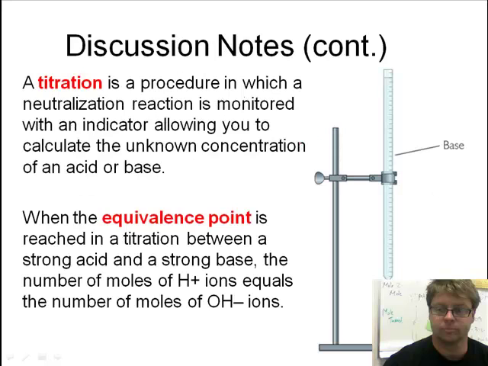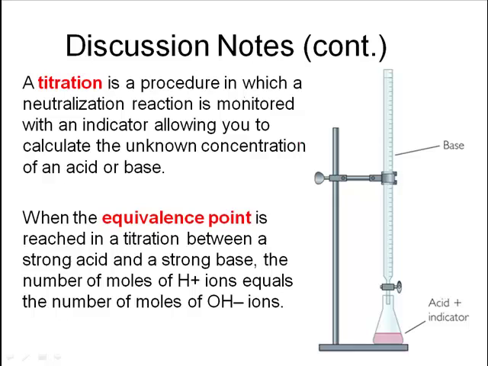and this here is a salt in a standard strong acid, strong base neutralization reaction. A titration is a procedure in which the neutralization reaction is monitored with an indicator, allowing you to calculate the unknown concentration of an acid or a base. So tomorrow we're going to be using an unknown substance and testing with another known substance and finding the concentration, or you can also find the volume if you know the concentration, which again you can usually do by measuring.